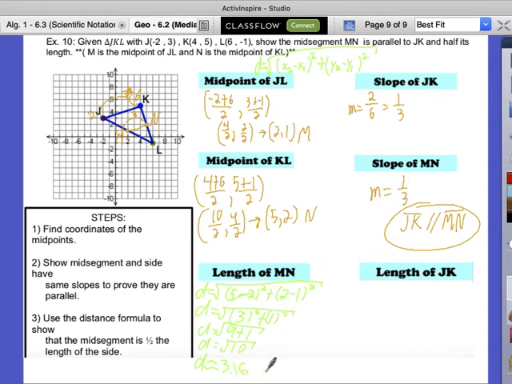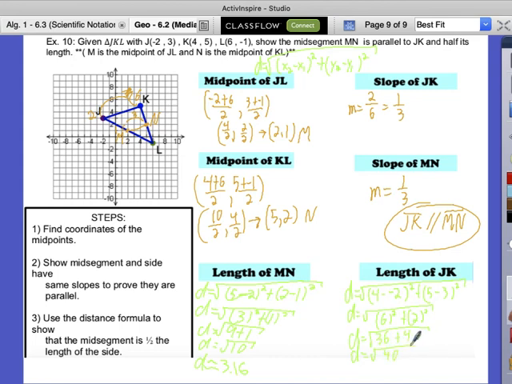Then we can do the same thing with the length of JK. This time we're using the points J and K, so (-2, 3) and (4, 5). The distance is equal to the square root of the x's. I'm going to put the K's first: 4 minus negative 2, squared, plus 5 minus 3, squared. Well, 4 minus a negative 2 is really 6, squared. 5 minus 3 is 2, squared. The distance is equal to the square root of 36 plus 4, so the square root of 40.